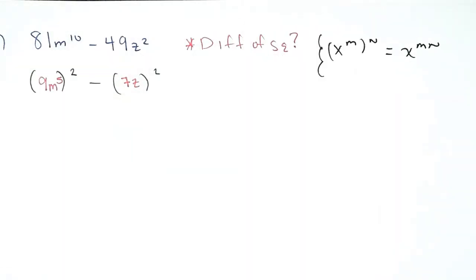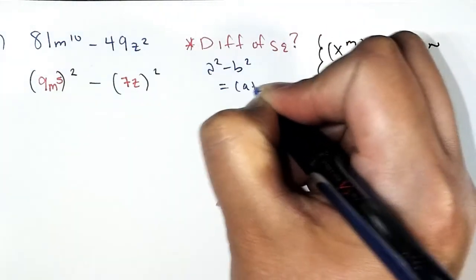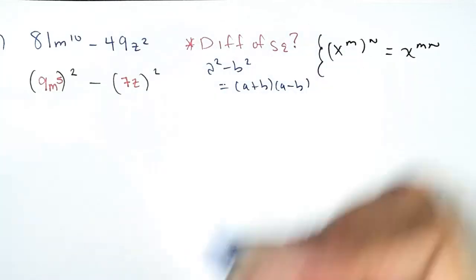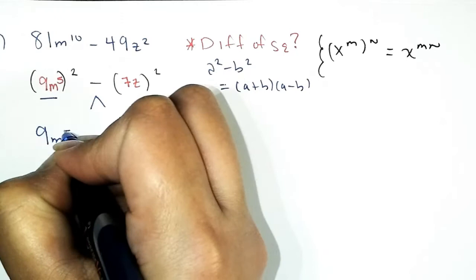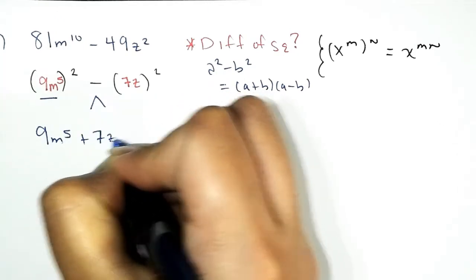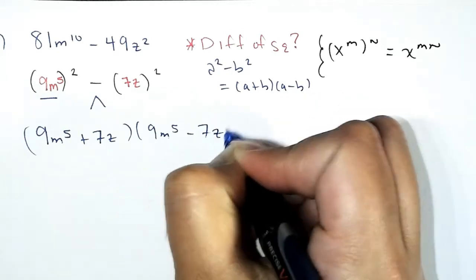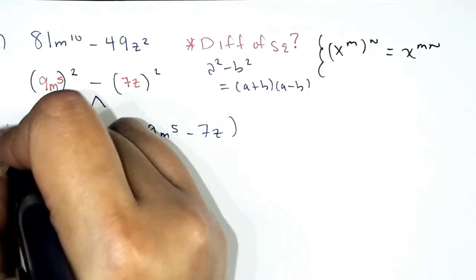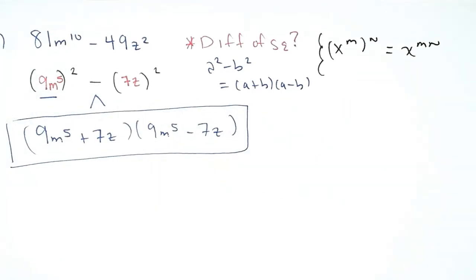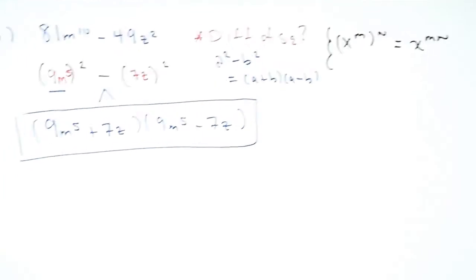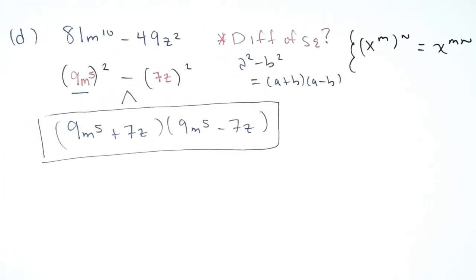So if we have a difference of squares of the form a squared minus b squared, then that will always factor to a plus b times a minus b. So this will factor to a plus b times a minus b. Okay, well, if I say it correctly, 9 times m to the 5th plus 7z multiplied by its conjugate. Cool, fantastic. So that's enough of that. We can do 20 more, but you don't have time for that.